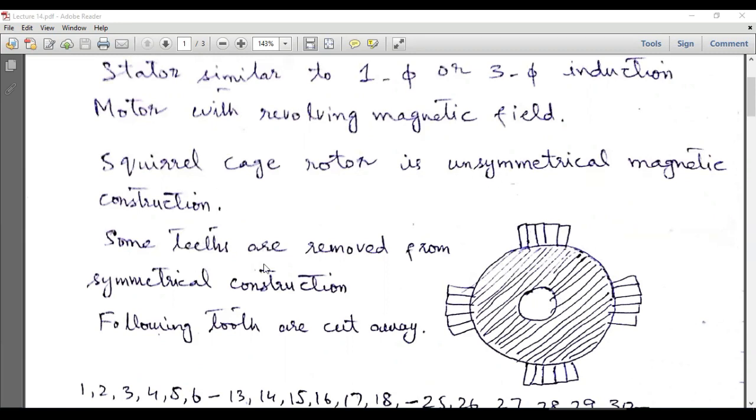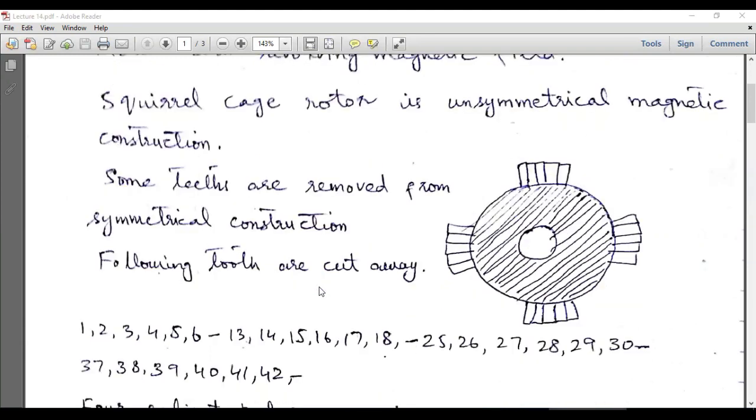Some tooth are removed from symmetrical construction so that the overall rotor becomes unsymmetrical, because we see some tooth over here and then some gap, then some tooth, then some gap. So such an unsymmetrical construction is used for the rotor design of the variable reluctance motor.